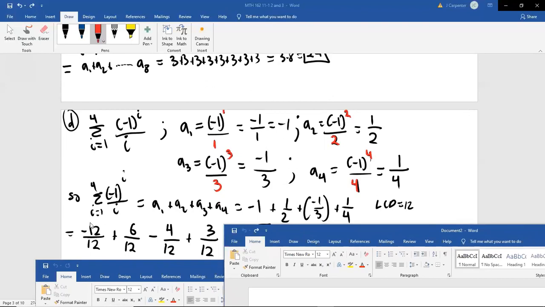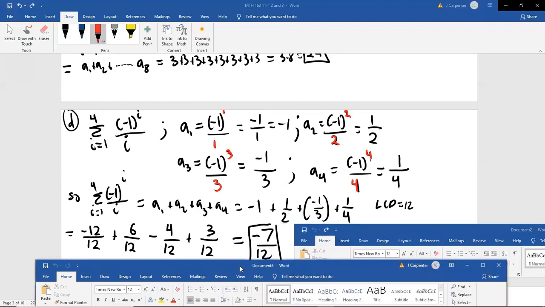So then we just add and subtract the tops. -12 plus 6 is -6. -4 is -10. -10 plus 3 is -7. So -7/12.